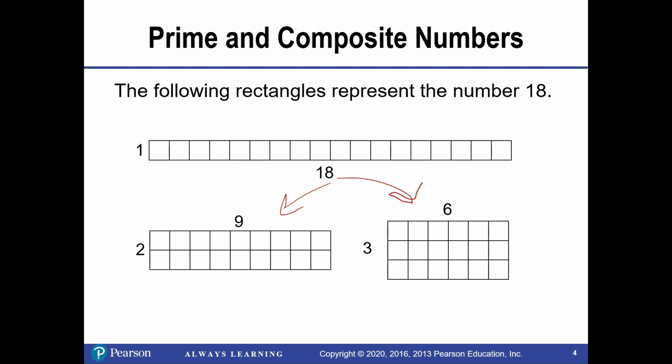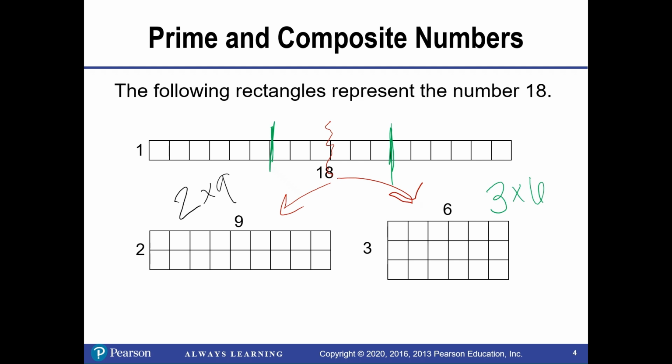So if I take 18 and I split it in half, I can then stack the 9s on top of each other and get 2 times 9. Or I could split 18 into 3 groups of 6 and stack those 6s on top of each other and see that 18 can also be 3 times 6. So what we can see through this visualization is all the different factors of 18. These are actually the only ways we could split 18 up.